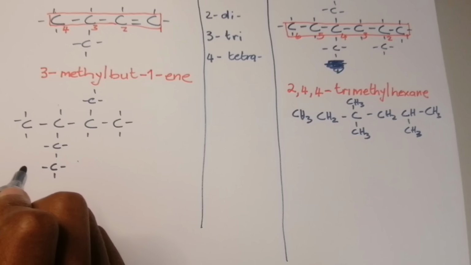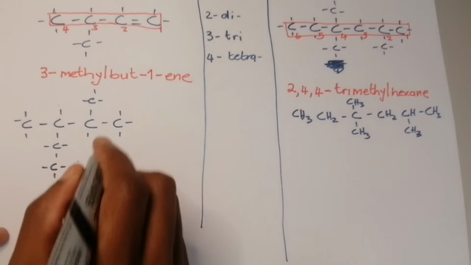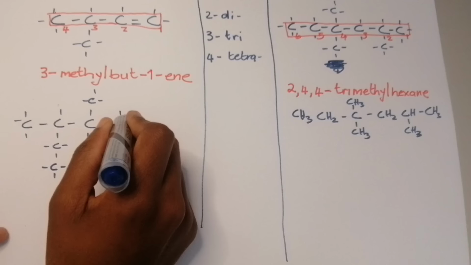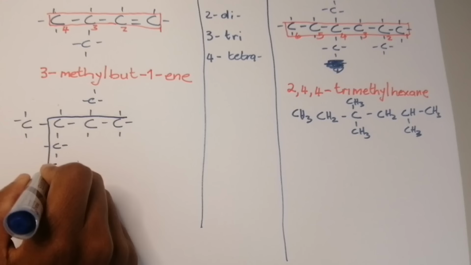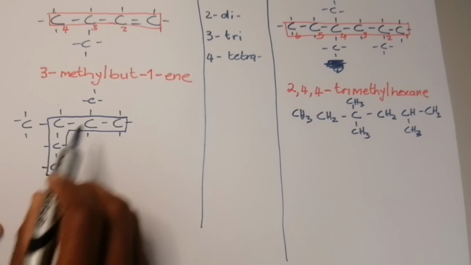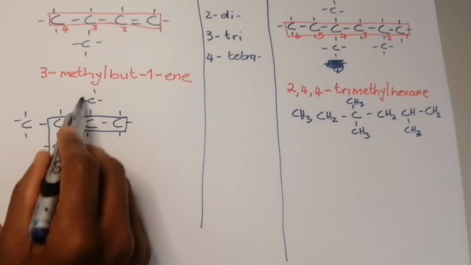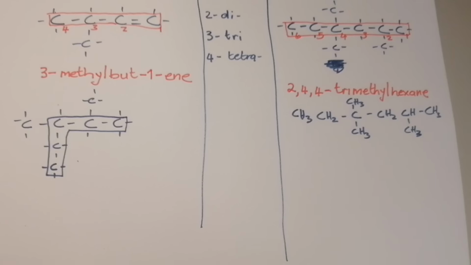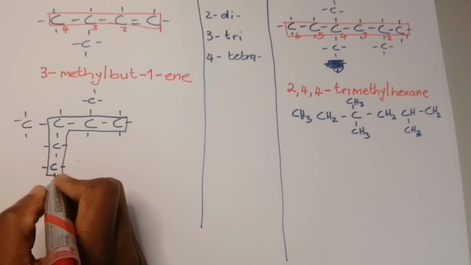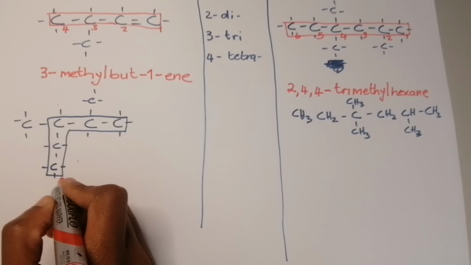So now, how do I number? First of all, I needed to identify my parent chain. So this one now becomes my parent chain. Can you see that? And what do I have? I've got 2 side chains. My 2 side chains are going to be methyl, and methyl there. Remember we said aliphatic compounds are able to make chain-like structures, and chains are not necessarily linear all the time.